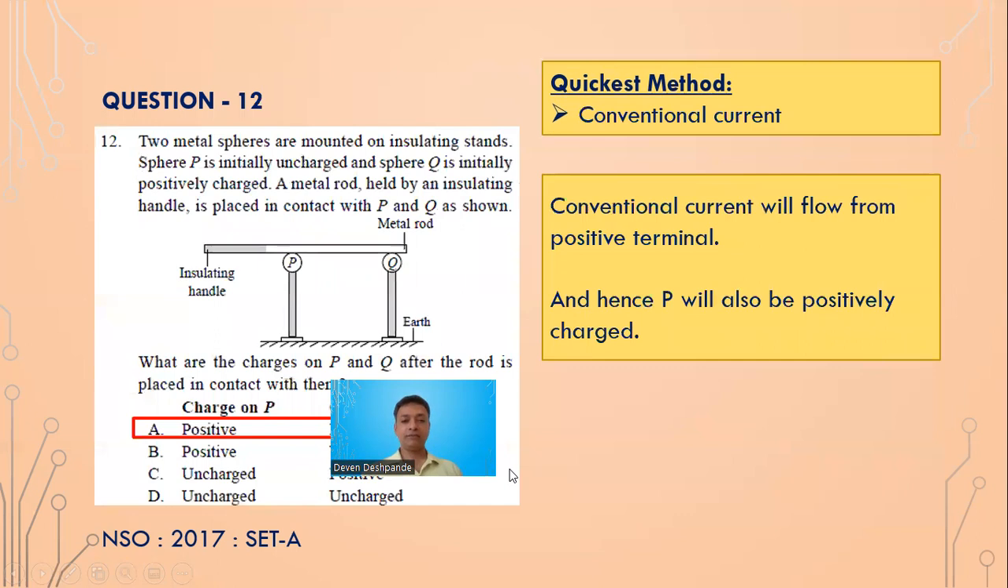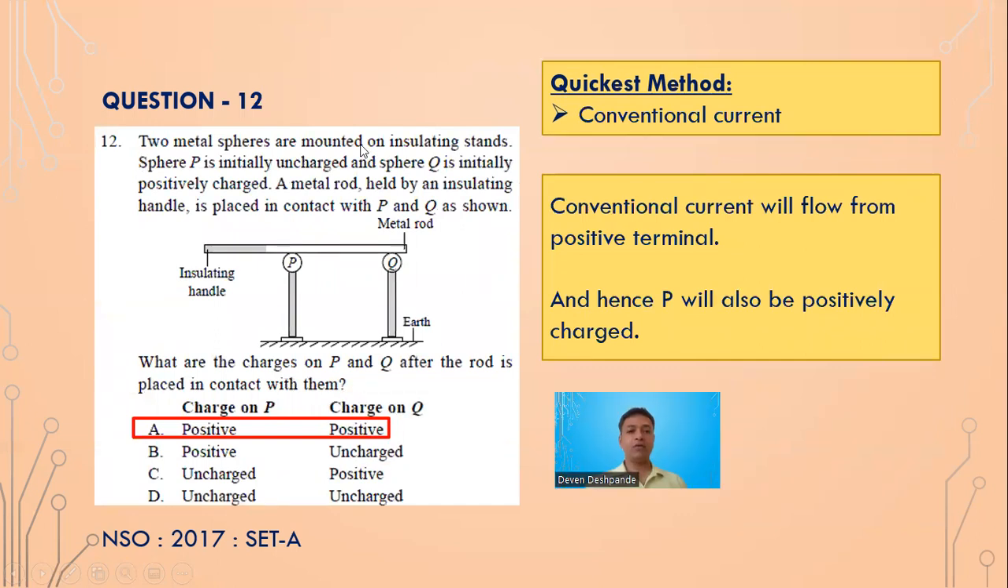Okay, next one. Two metal spheres are mounted on insulating stands. Sphere P is initially uncharged and sphere Q is initially positively charged. A metal rod held by an insulating handle is placed in contact with P and Q. What are the charges on P and Q after the rod is placed in contact with them? Again, this is an easy question.